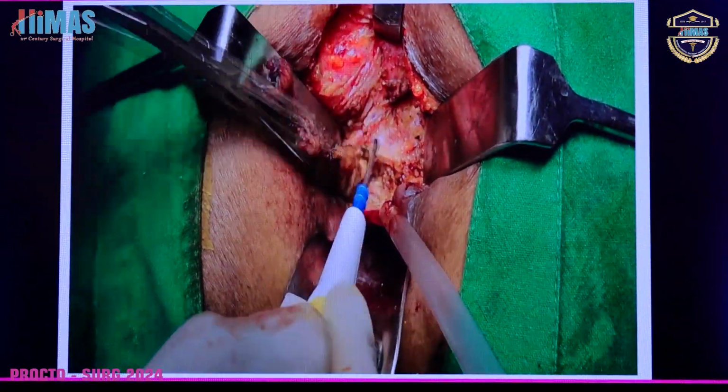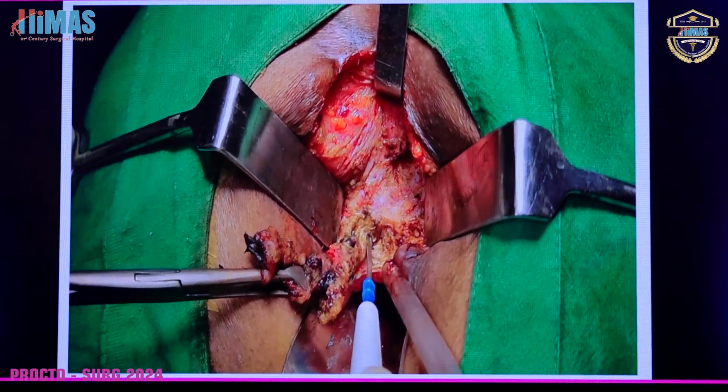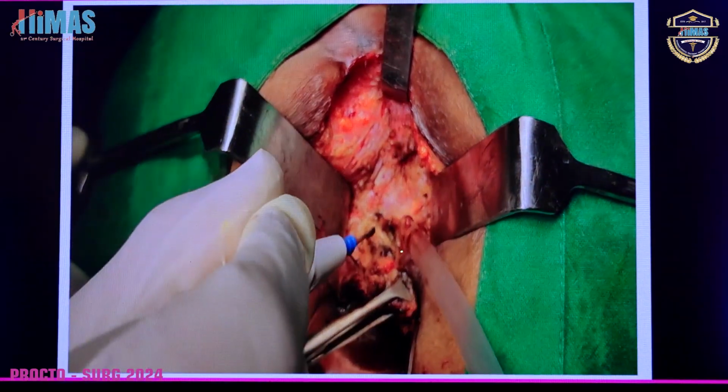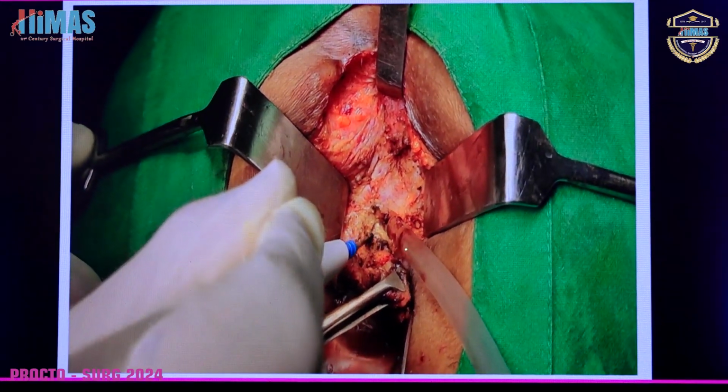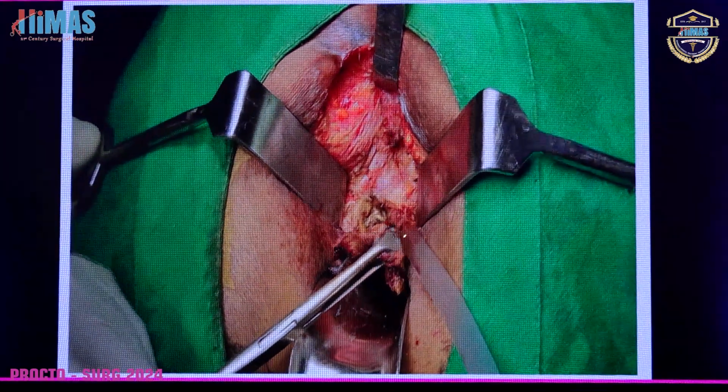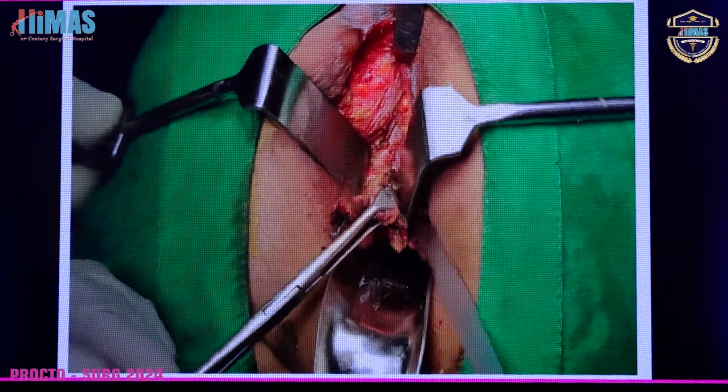So the dye helps you to get to know how much tract you have to remove. Here we have seen that there is no dye coming out from this side, so we just need to take it out. Methylene blue is of good help, and in every fistula surgery, you should put methylene blue along with hydrogen peroxide.